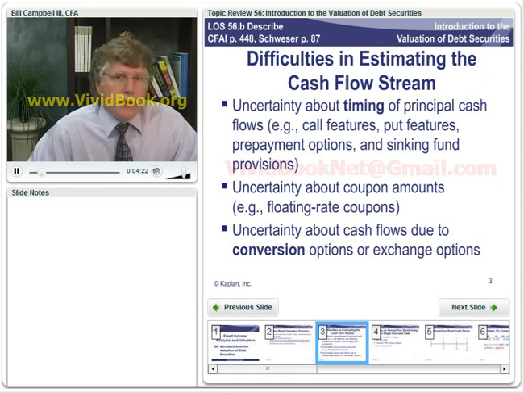There might be uncertainty about coupon amounts. If you have a floating rate coupon, you don't know what's going to happen to future interest rates, so you don't know if the coupon is going to go up or the coupon is going to go down.